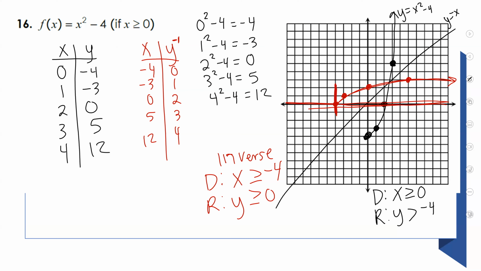They just flipped. So just like when you do inverses, x and y switch, the tables, x and y switch, the domain and range just switch. So notice, the domain for the original is now the range of the inverse. The range of the original is the domain of its inverse. You guys see that? Okay.